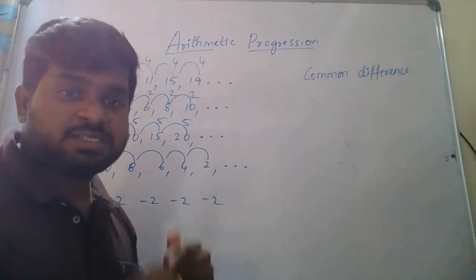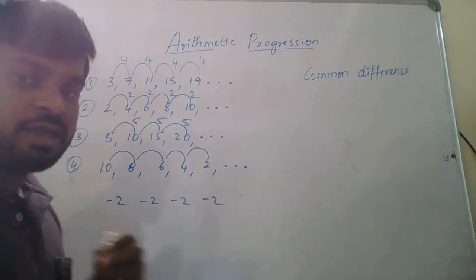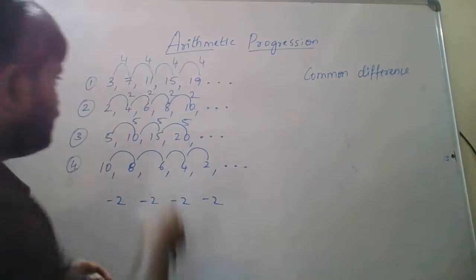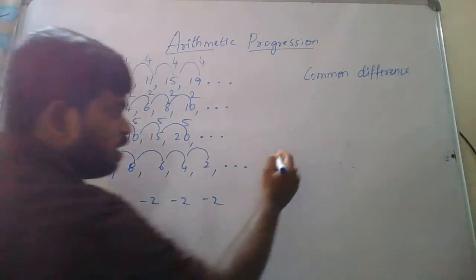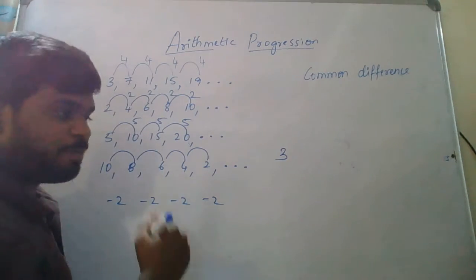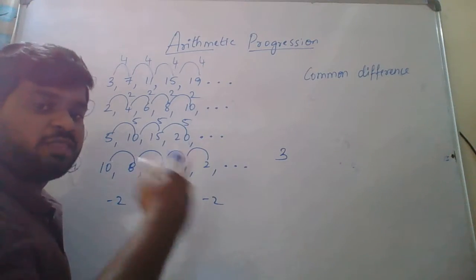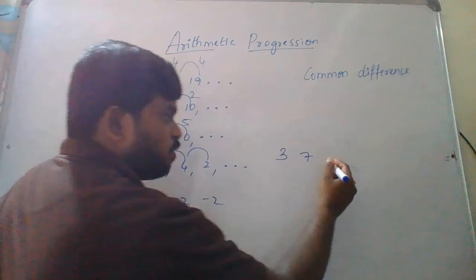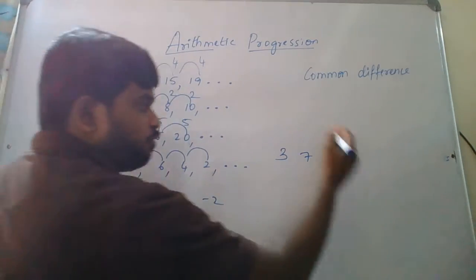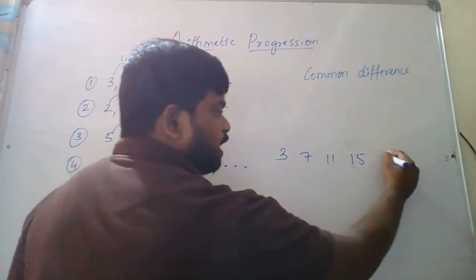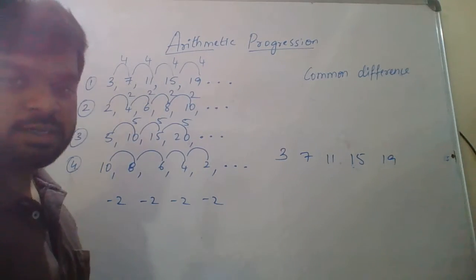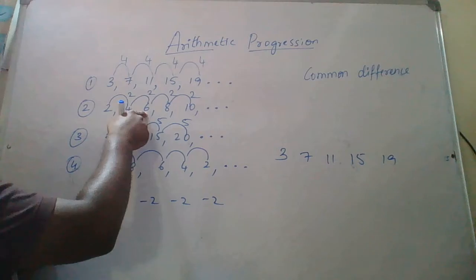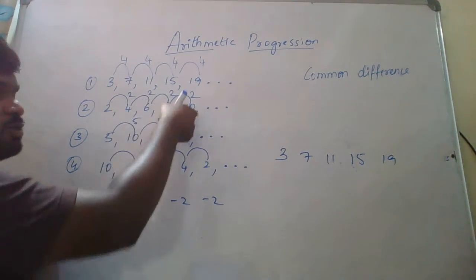The same thing can be said in another way also. The other way is, you are adding the same number to get the next term. For example, let's take this. How did I get this AP? I took the number 3. Just observe, I am adding the same number again and again to get the next terms. 3 plus 4, 7. 7 plus 4, 11. 11 plus 4, 15. 15 plus 4, 19. The same thing I can say for this one. 2 plus 2, 4. 4 plus 2, 6. 6 plus 2, 8. 8 plus 2, 10.